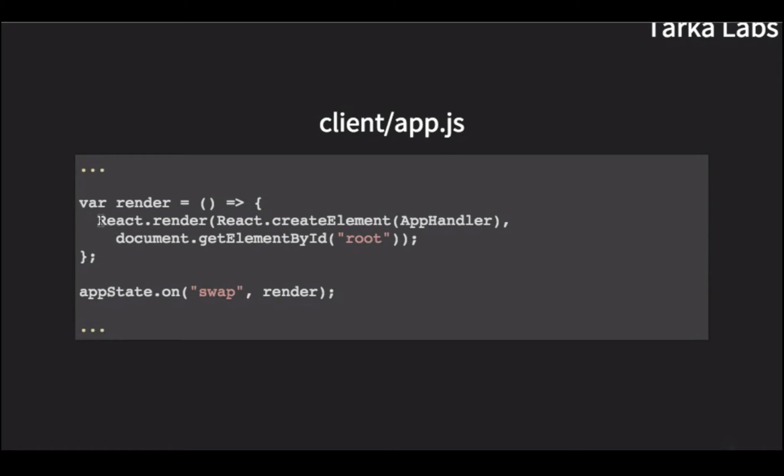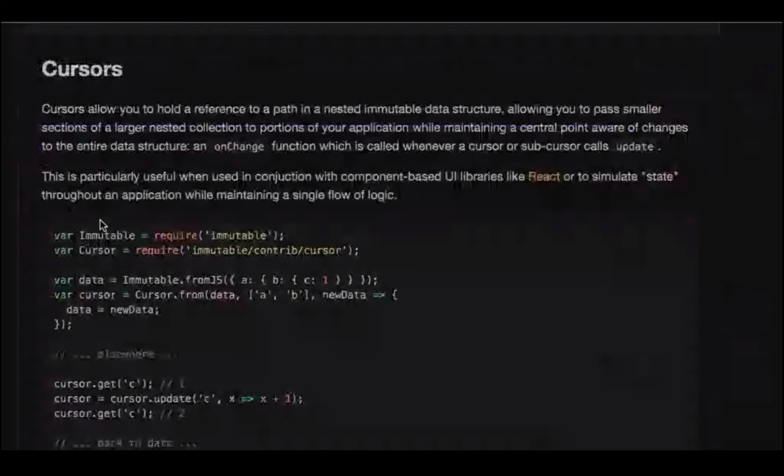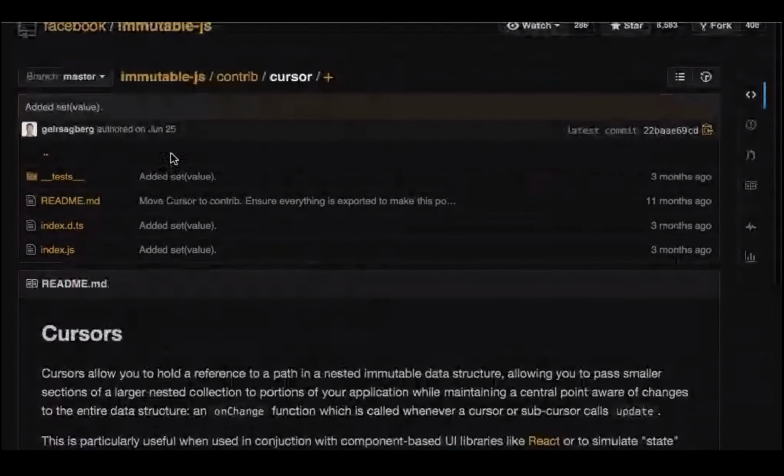Immutable.js also provides cursors, so both Immutable.js and Imstruct. Imstruct is a wrapper which makes it easier to access immutable cursors. Immutable itself has cursors and a cursor implementation. If you look at Immutable, this is Immutable.